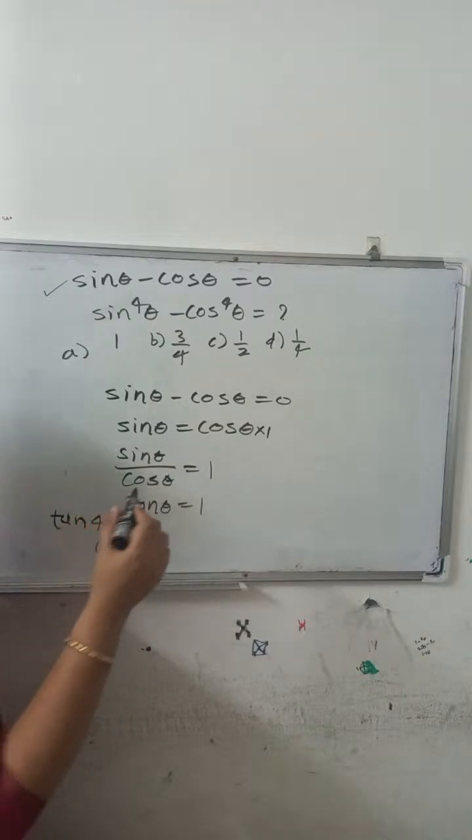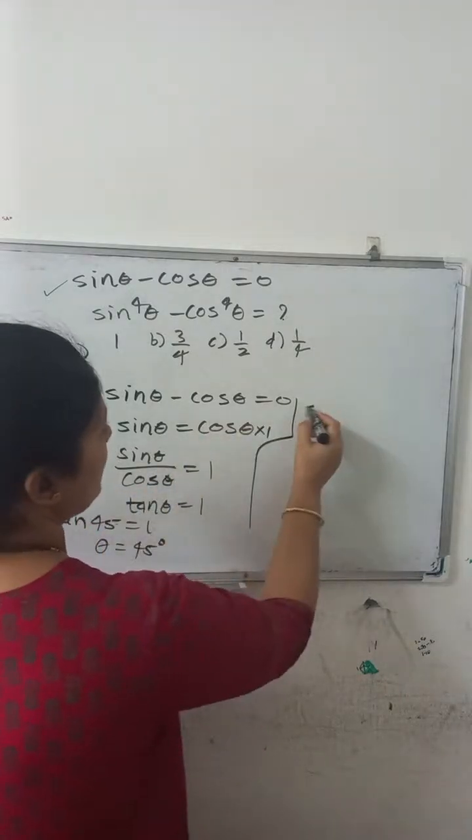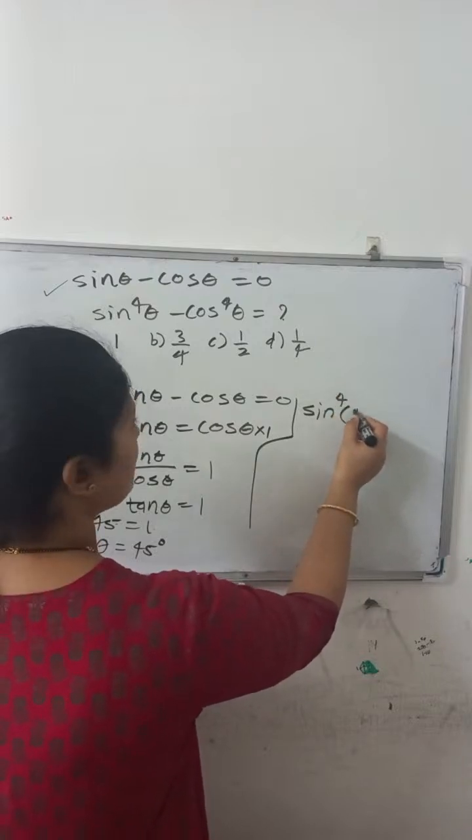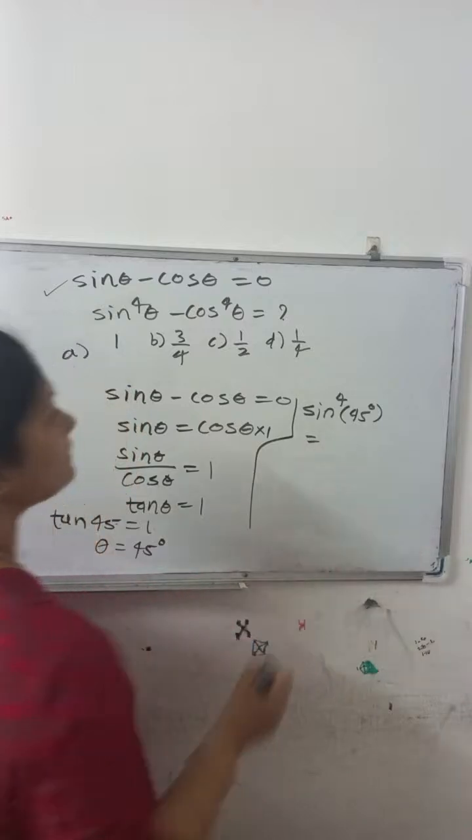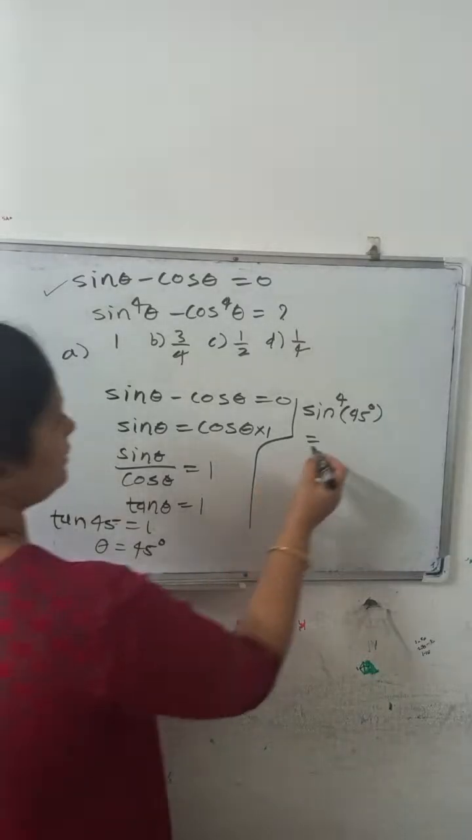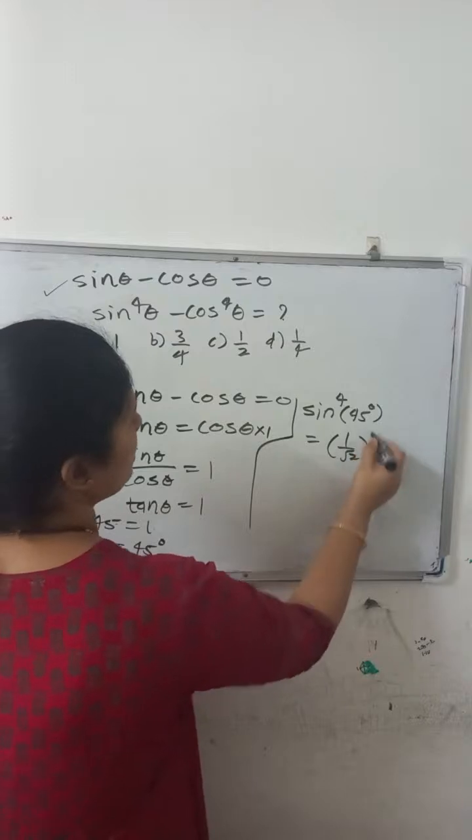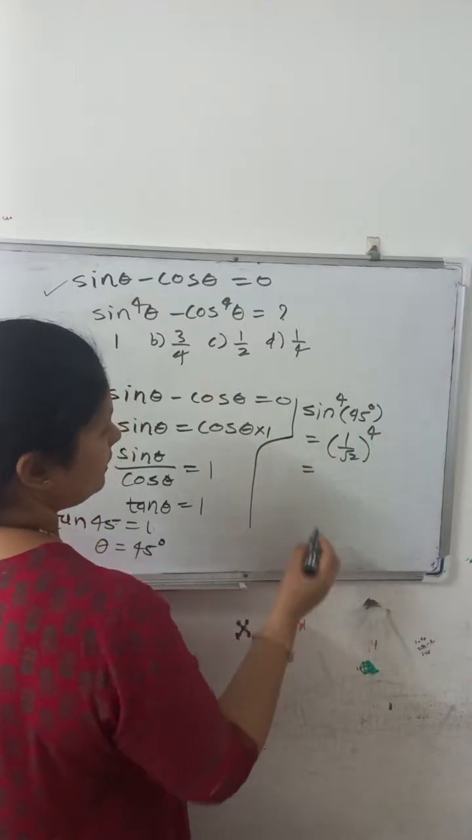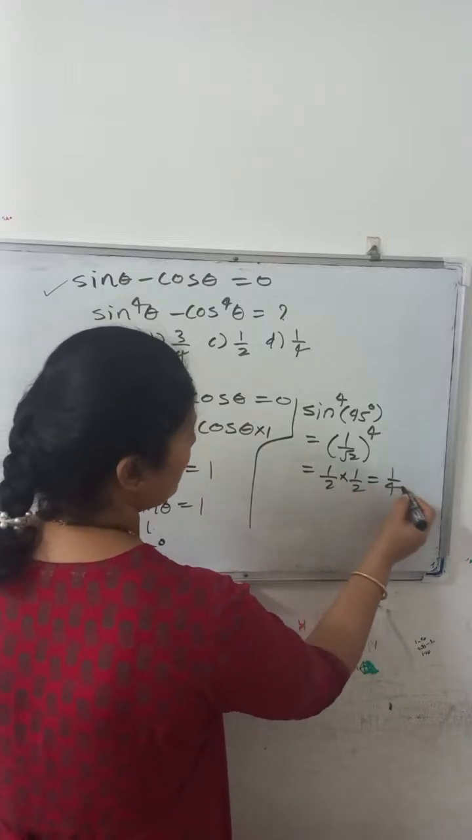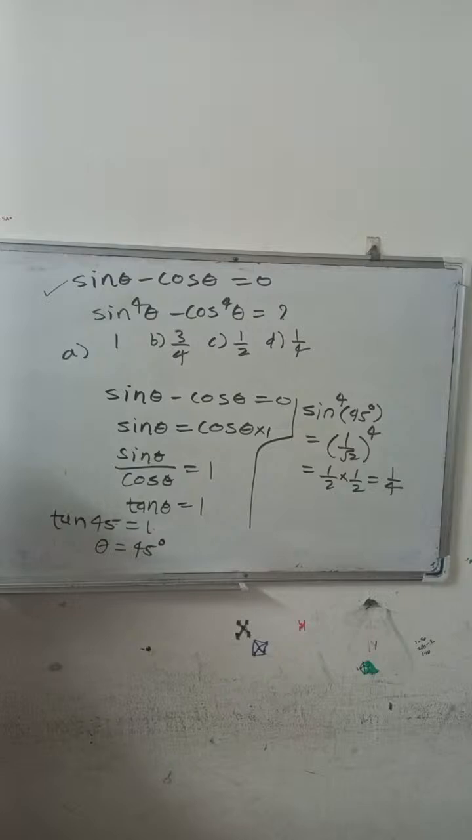Once we get theta is equal to 45, then you can keep that value here, sin raised to 4, and theta is nothing but here 45. Now find out sin 45 is how much? 1 by root 2, correct? So I will write here (1 by root 2) raised to 4. That is nothing but 1 by 2 into 1 by 2, that is 1 by 4, because we are multiplying 1 by root 2 four times. So 2 into 2, that is 4. So 1 by 4 I am getting here.